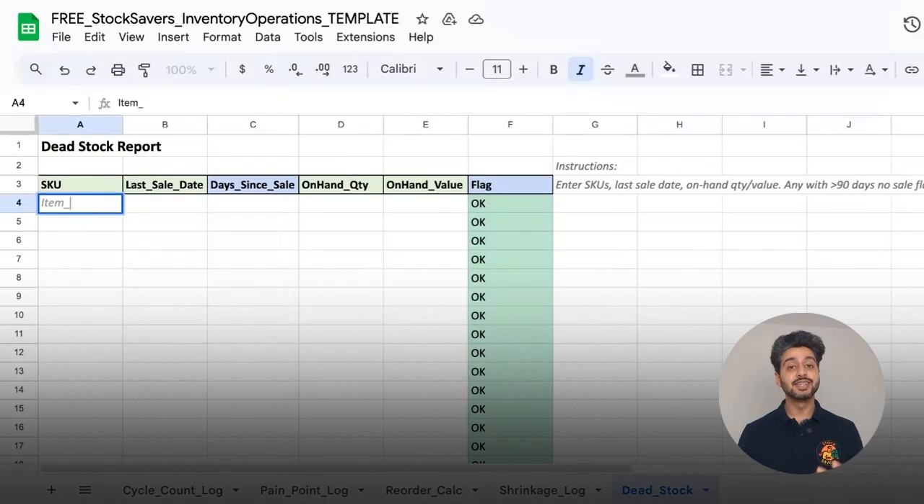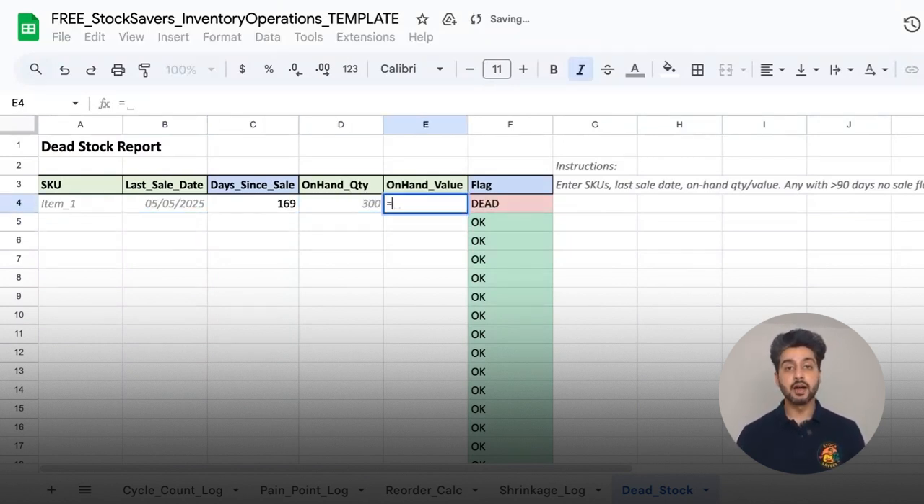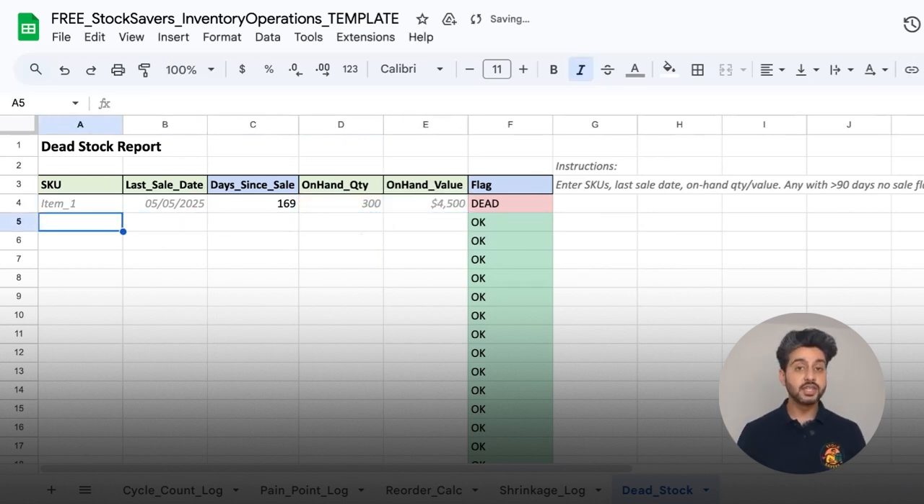And finally, there's the dead stock sheet. This one is all about cash flow. Dead stock is inventory that just isn't moving. It's sitting there, collecting dust, and tying up your working capital. Here, you list all of your slow-moving SKUs, quantities, value, and how long they've been sitting there.